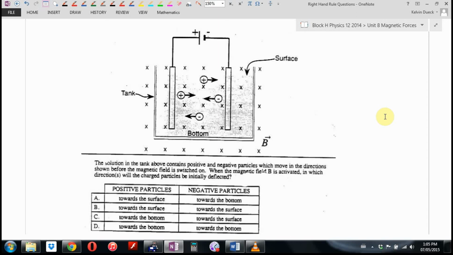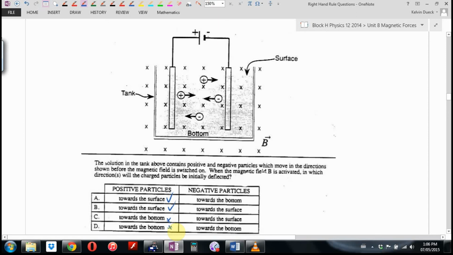What's going to happen? Let's look at the positive charge. Which way is it moving before we turn the magnetic field on? To the right. So let's point our thumbs to the right. What direction is the magnetic field? Which way will the positives get pushed? Okay, so positive particles are going to get pushed. Yes, yes, no, no.